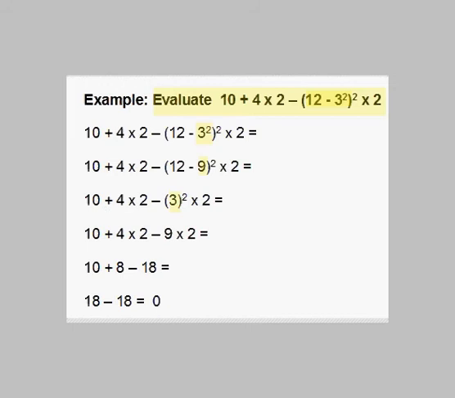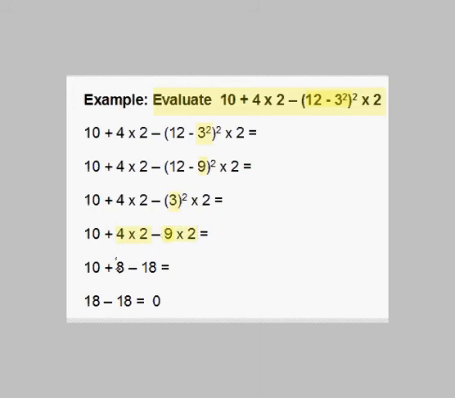So now we have 10 plus 4 times 2 minus 3 squared times 2. The order of operations says to do that exponent operation next. The 3 squared is 3 times 3, and that gives us 9. Now we have an addition, a subtraction, and 2 multiplies. By the order of operations, we do the multiplies before we do any adding and subtracting. And we can do both of these in one step. We can do the 4 times 2, and then also the 9 times 2.